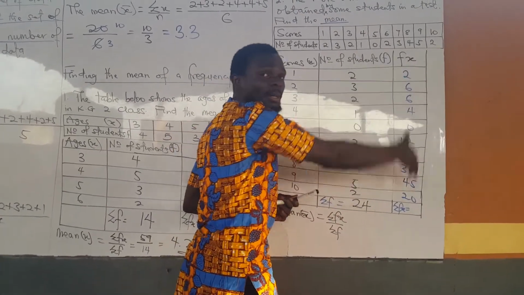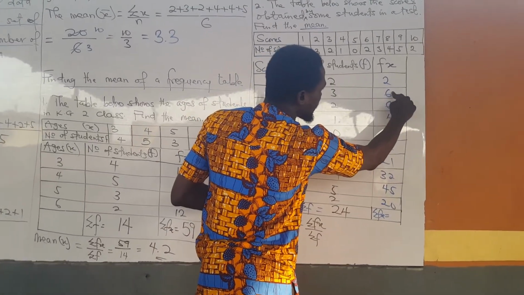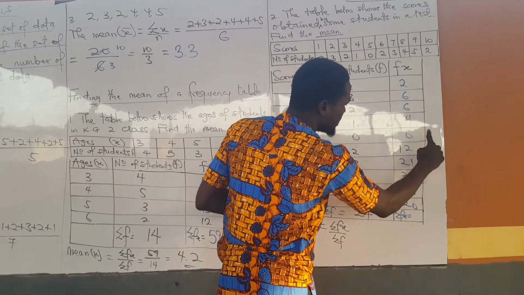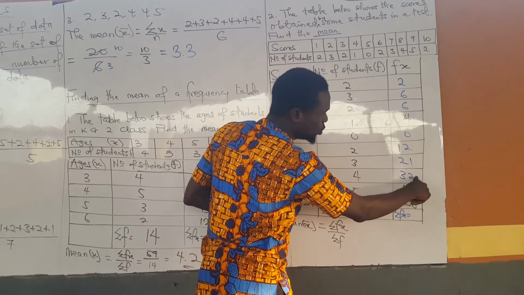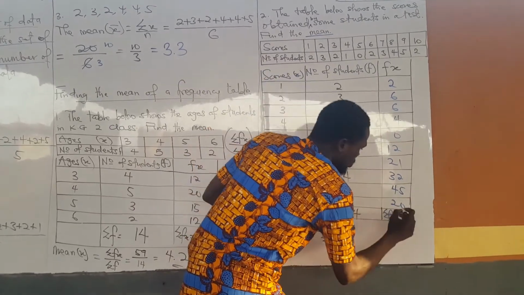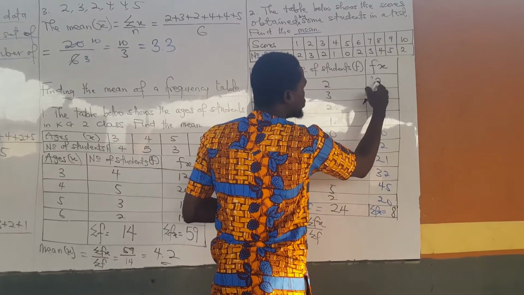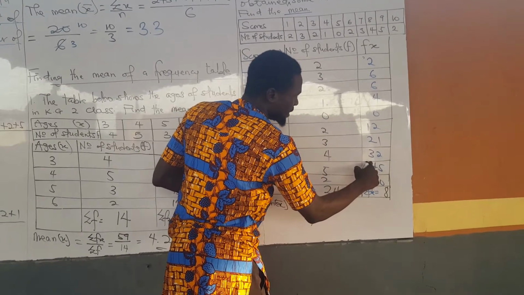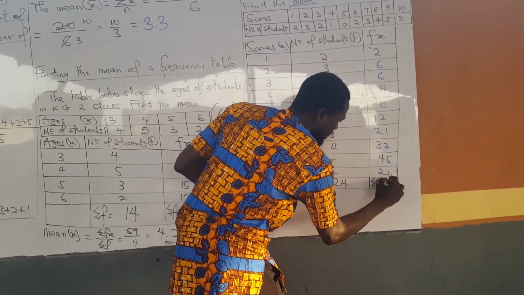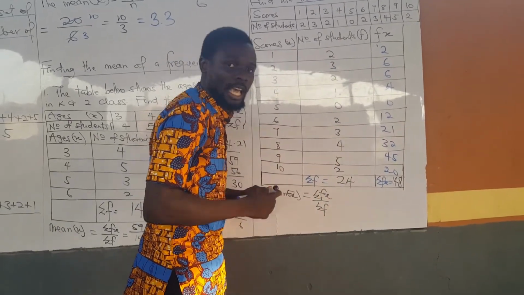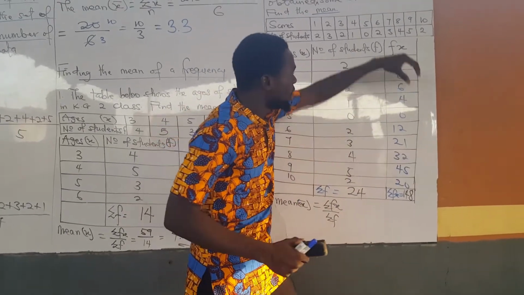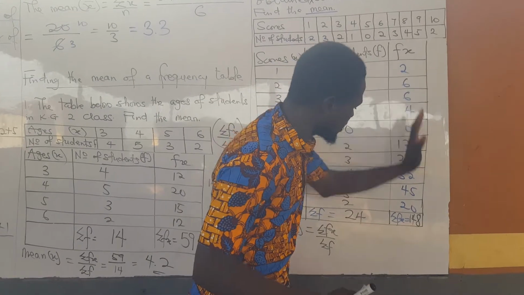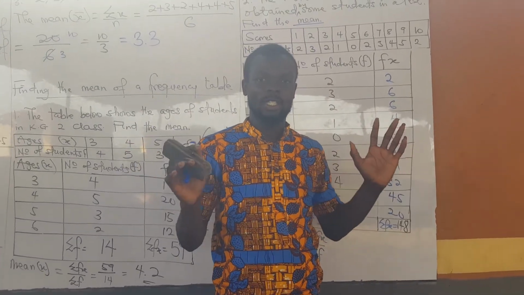Then we also find sigma Fx. Adding up the Fx values, we have 148 for our sigma Fx. So sigma Fx is going to give us 148.